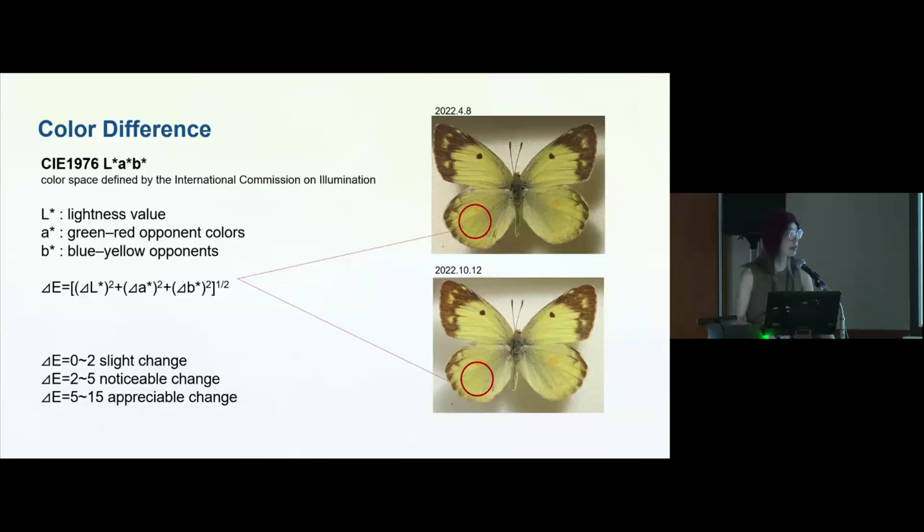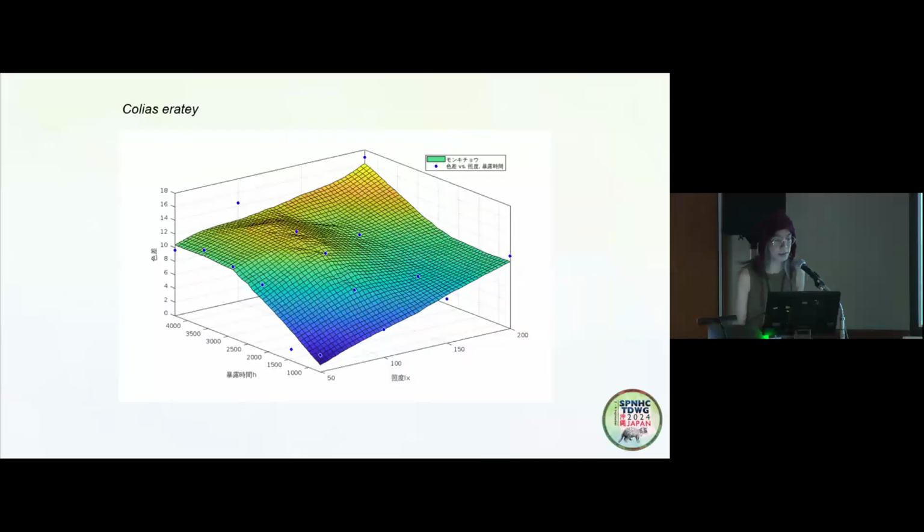Well, there may be other industrial standards or experimental standards, but in my case, I would take it that if it's 0 to 2, it slightly changed, and if it's 2 to 5, it has a noticeable change. And if it's from 5 to 15, well, it's moderately changed. So for the outcome of the experiment, I tried to process the data with MATLAB.